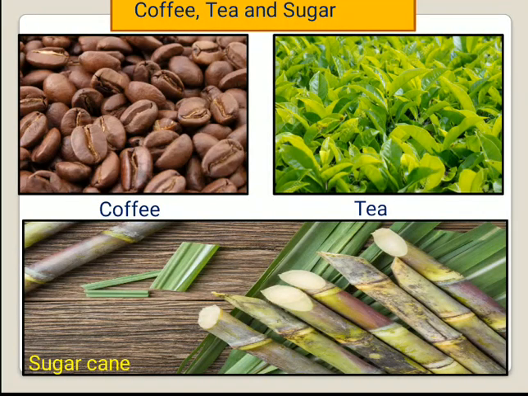We get coffee, tea and sugar also from plants. We get coffee from coffee seeds. We get sugar from sugarcane. We get tea from tea leaves.